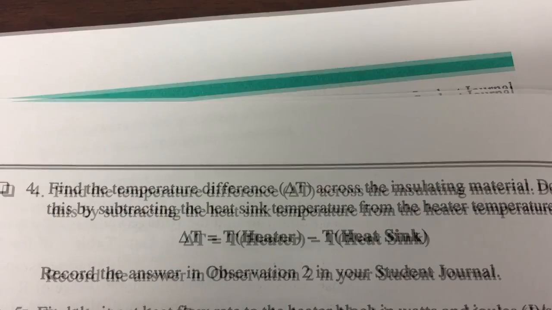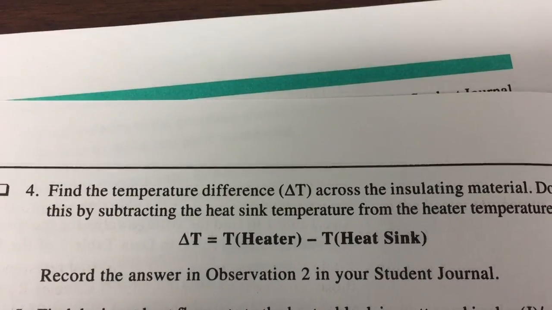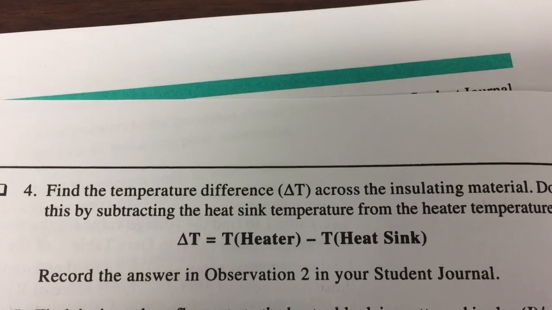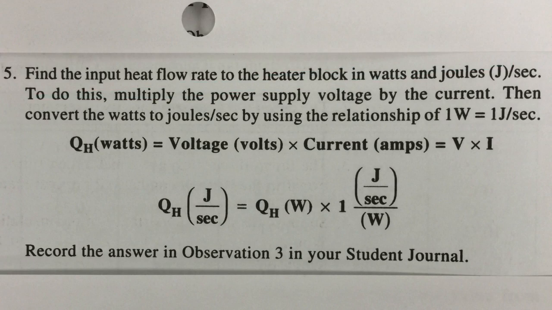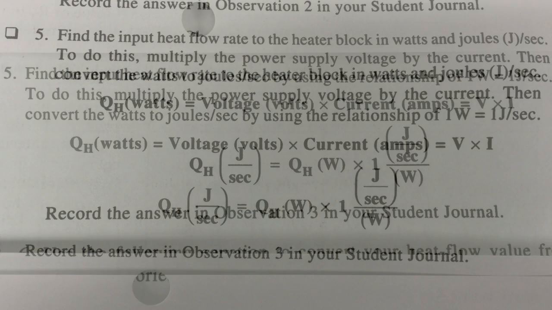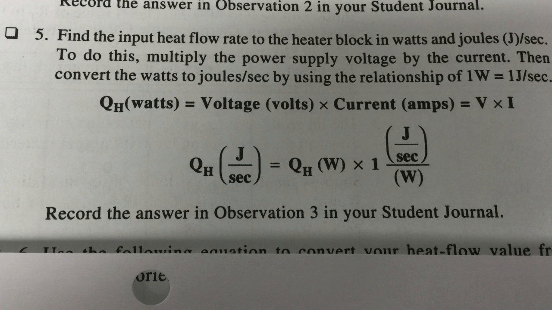You're going to find the temperature difference across the insulating material, and to do this you subtract the heat sink temperature from the heater temperature. You're going to find the input heat flow rate of the thermal heater block in watts, which are joules per second. To do this, you simply multiply the power supply voltage by the current, and then you convert the watts to joules per second by using the relationship that for every 1 watt there's 1 joule per second.